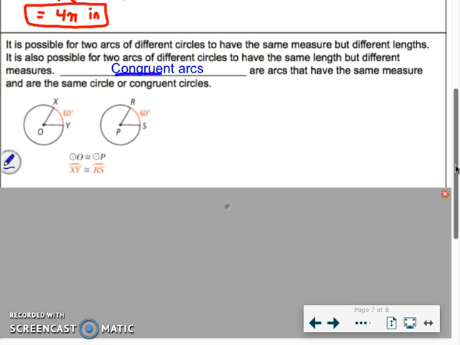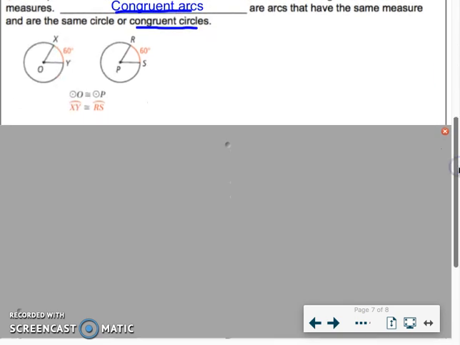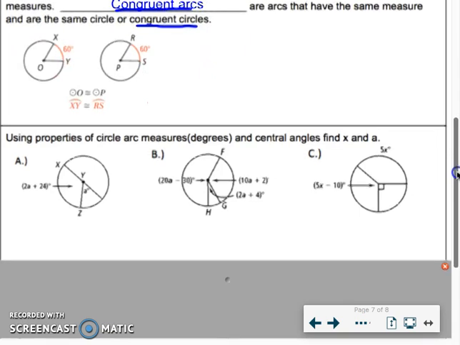Congruent arcs, though, are arcs that have the same measure on congruent circles. All right, congruent arcs have the same measure and are in the same circle or congruent circles. So they're the same size and the same amount of degrees, same length and measure. That's what a congruent arc would be. Okay, just a little vocab word there.